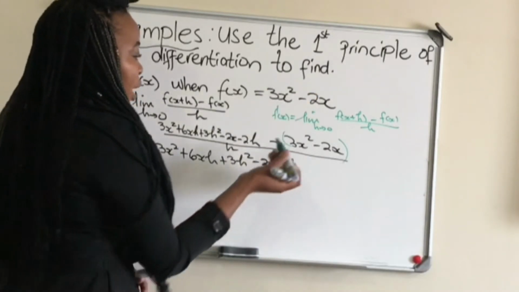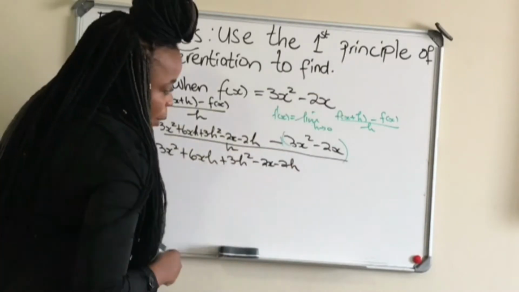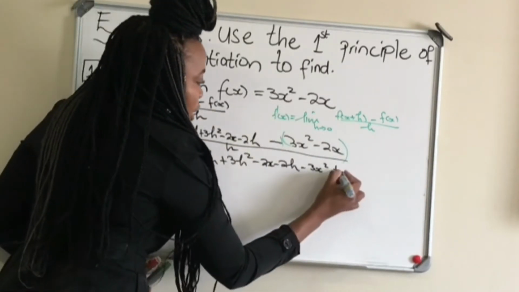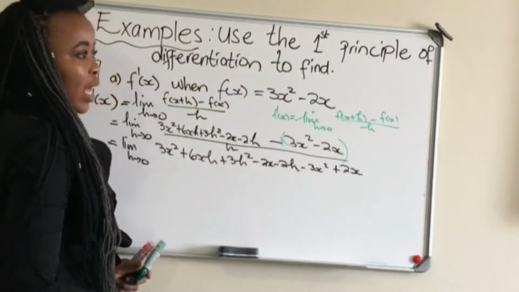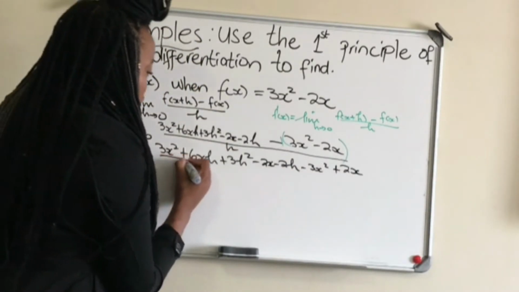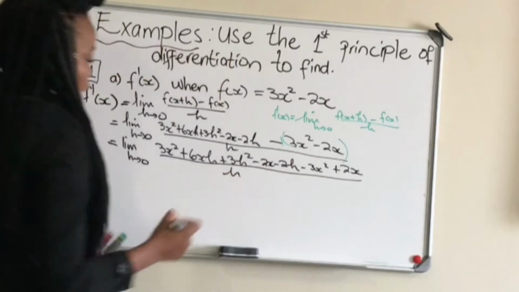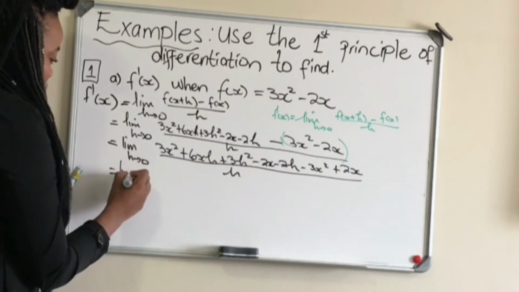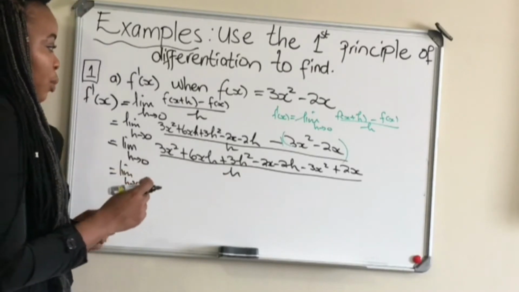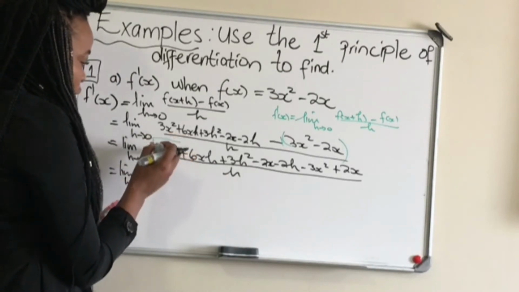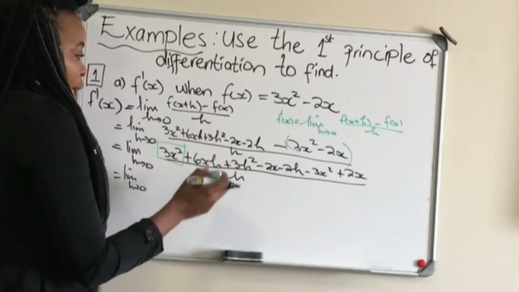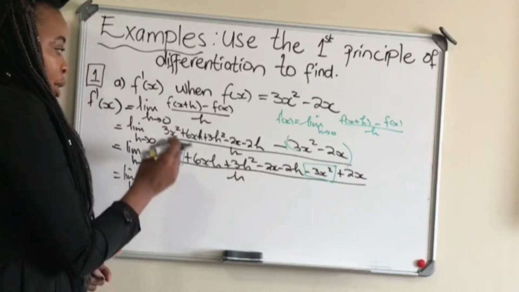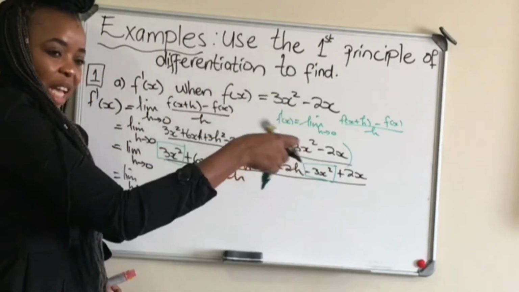Then we can remove the brackets. This is like saying negative 1. Negative 1 times 3x squared is negative 3x squared. Negative 1 times negative 2x is positive 2x. Everything over h. Then we can group the like terms again. This is equal to the limit as h goes to 0. Then we see there is positive 3x squared here, and then we see a like term which is negative 3x squared. Positive 3x squared minus 3x squared, gone.